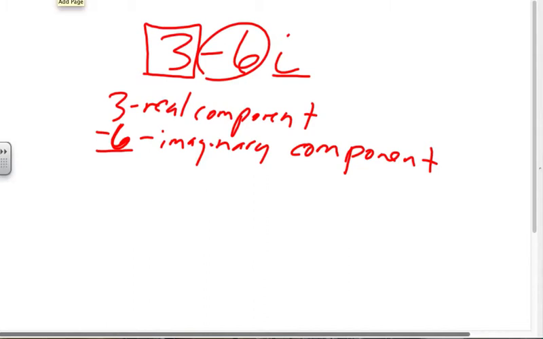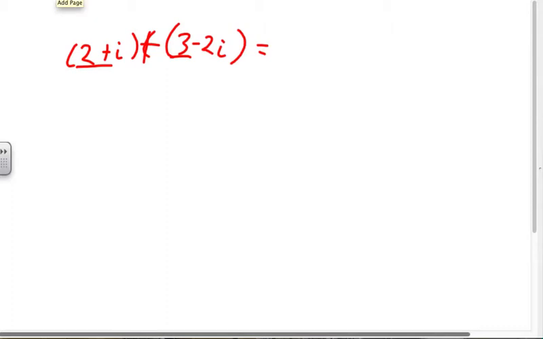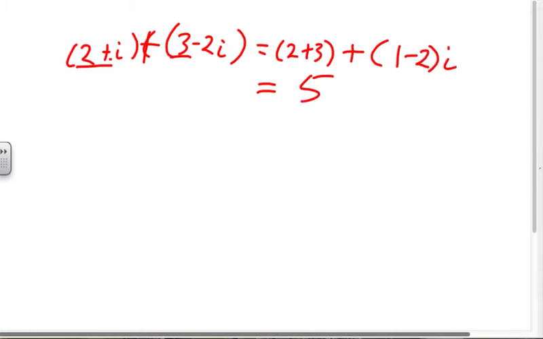Okay, complex arithmetic. I've got 2 plus i plus 3 minus 2i. You add your real terms, 2 plus 3, and then we add the imaginary. So I've got 1 from here minus 2 times i. Now I simplify. 5, and 1 minus 2 is -1i. And that's the result from that one.